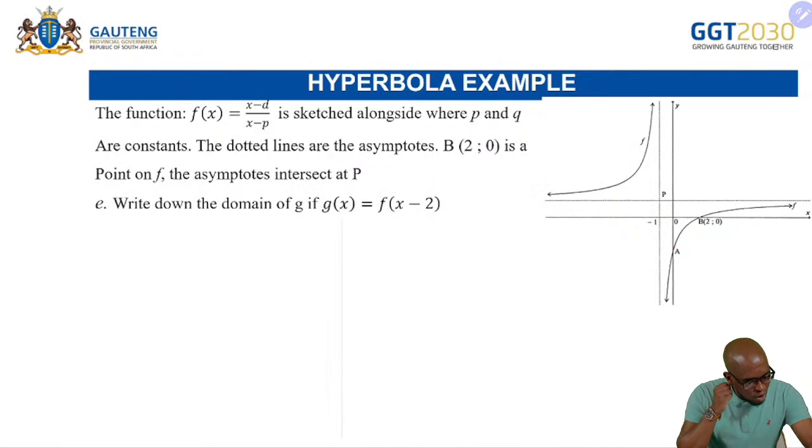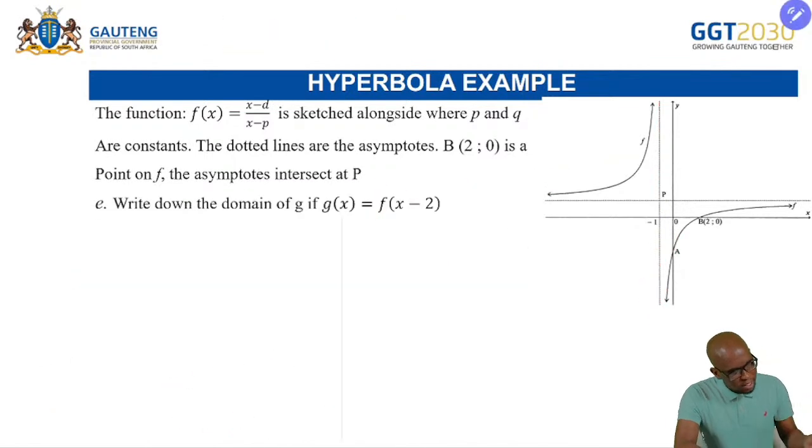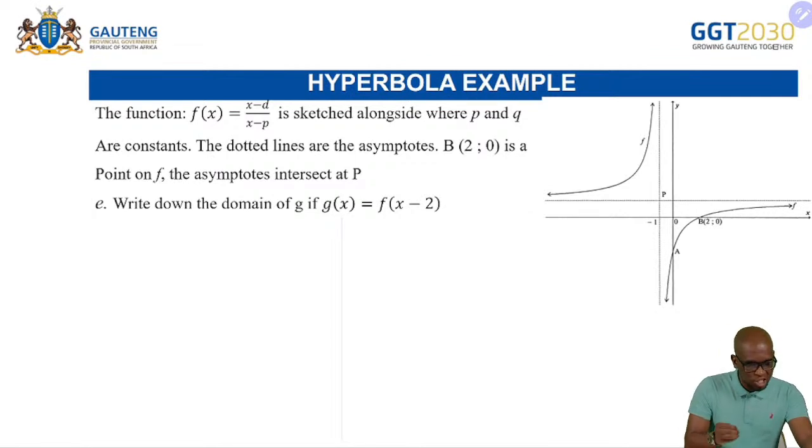We move right along. They say write down the domain. Write down the domain. Let me check something here. Okay, write down the domain of g. Right, if you check here now, we have a new function g. We want to write down the domain of g if g of x is given by f of x minus 2. This is a transformation. Obviously, in functions, you also need to know and understand your transformations.